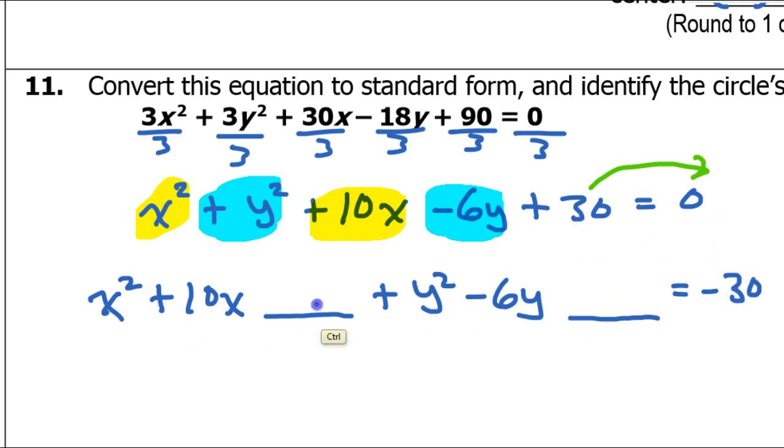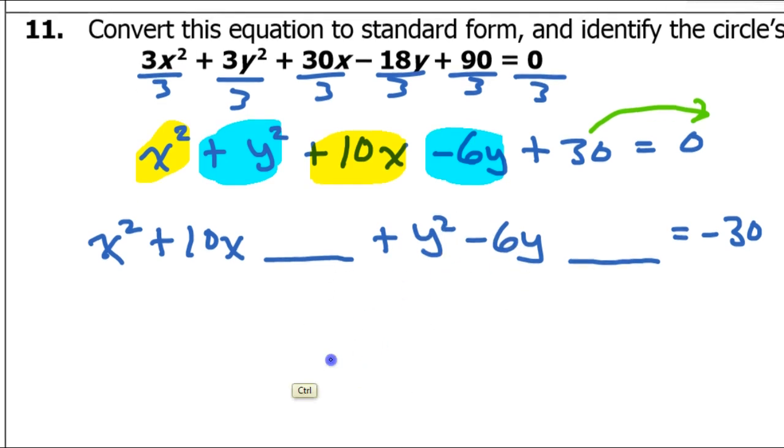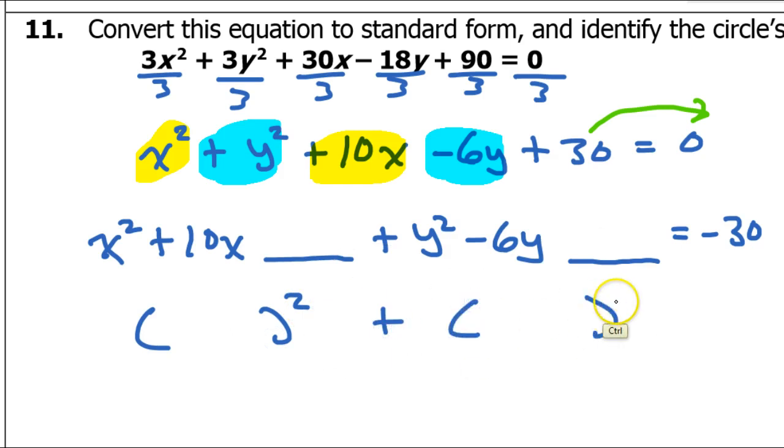So, as you can see, I need to complete the square twice this time, because I have not only y squared, but I have also this other y term. So I'm going to write parentheses squared here, and I'm going to also put parentheses squared here. So inside of the first set of parentheses will be x plus 5. The plus 5 is half of this. Inside of the second parentheses will be y minus 3. That's half of negative 6.